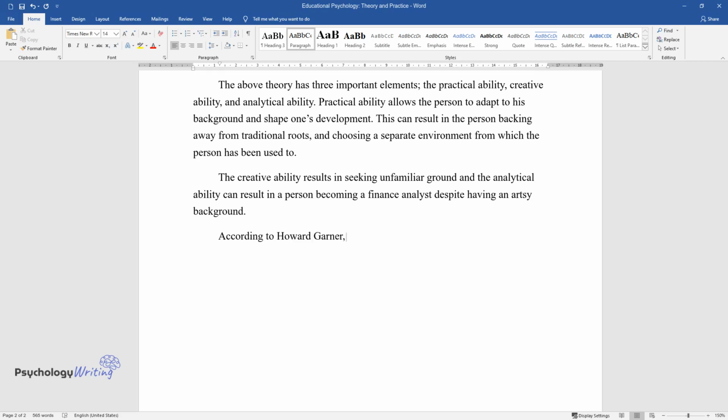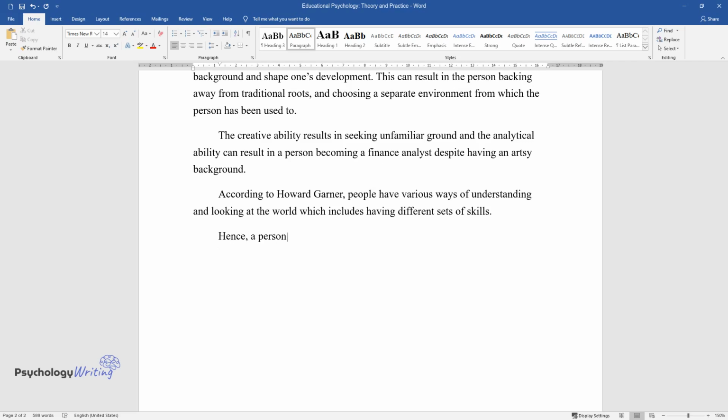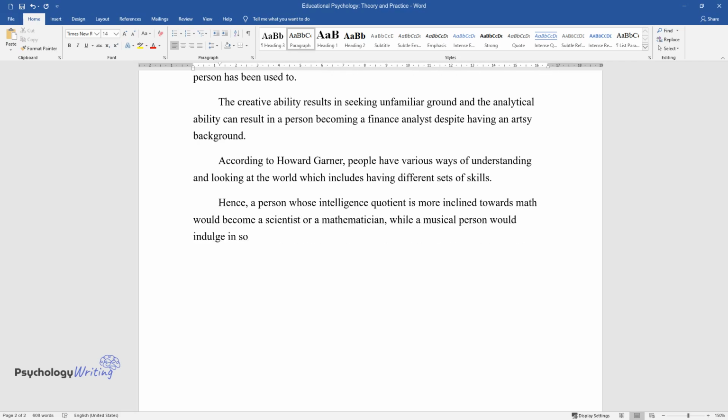According to Howard Gardner, people have various ways of understanding and looking at the world, which includes having different sets of skills. Hence, a person whose intelligence quotient is more inclined towards math would become a scientist or a mathematician, while a musical person would indulge in some field related to music and so on.